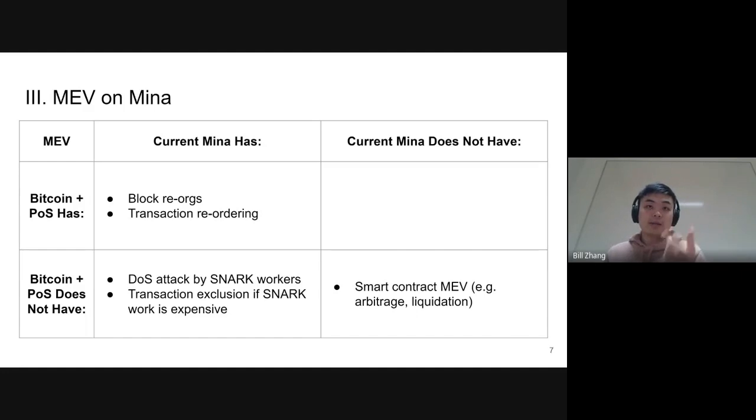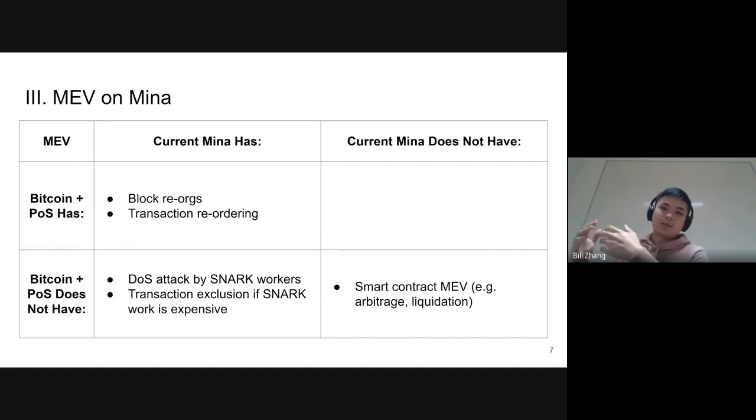Another peculiarity in terms of MEV that Mina has is, for instance, if currently snark work is expensive, say that the next transaction that a block producer has to pay to produce a snark for is going to be really, really expensive, the block producer can sometimes have an incentive to just not completely fill their block with transactions. If they choose to not add an additional transaction to their block, they'll have to pay for one fewer snark to be built for a previous transaction.